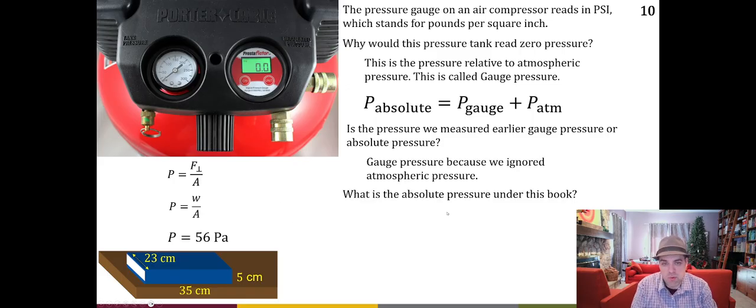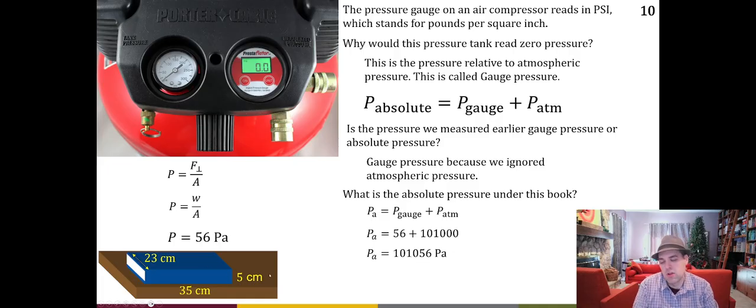So we can calculate what this absolute pressure is going to be. We can just add the gauge pressure plus the atmospheric pressure. The gauge pressure is 56, the atmospheric pressure is 101,000. So we arrive at 101,056 pascals as the absolute pressure from the book and the air onto the table.